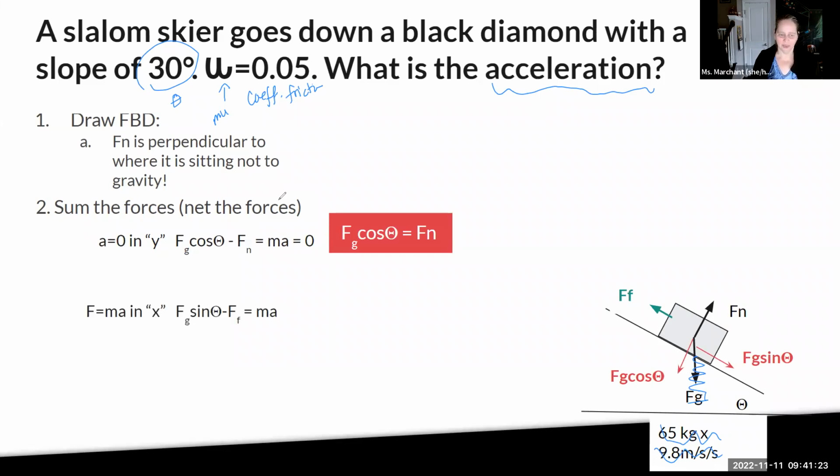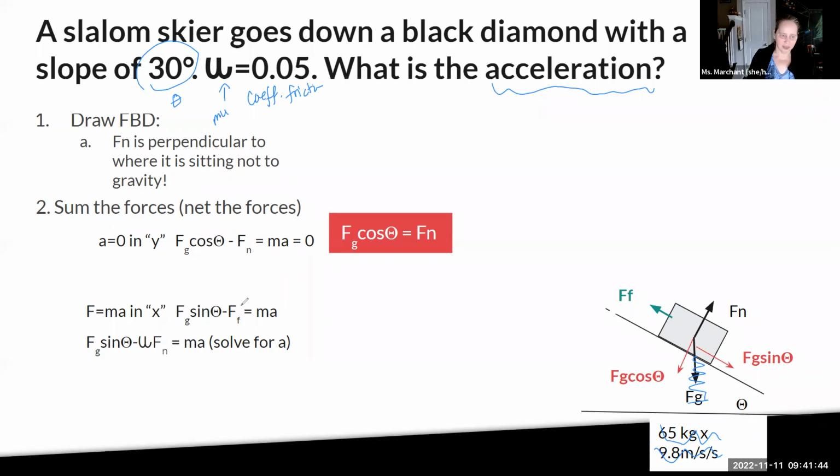And how about in the y direction? It's still the same thing. Force of gravity sine theta minus the force of friction equals mass times acceleration. We have an acceleration there because we're accelerating as we go down. If they told you it's a constant velocity, then your acceleration is 0. So just always read carefully.